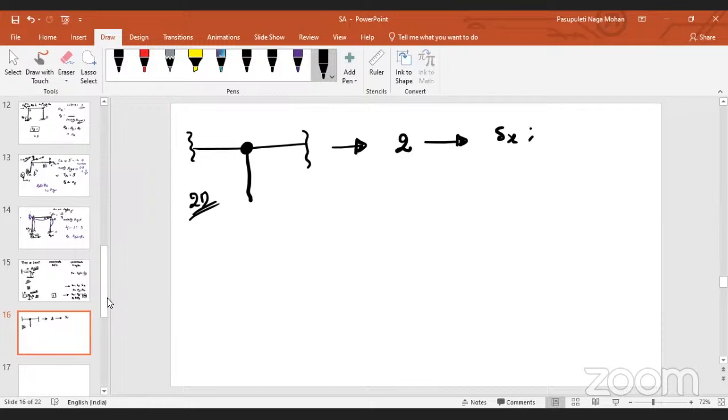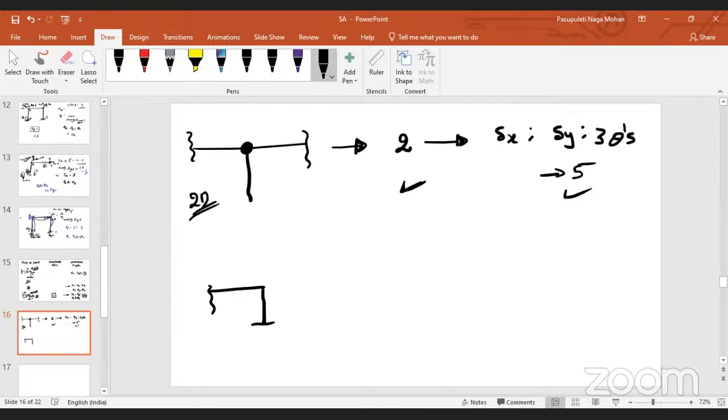Delta x is possible. Delta y is possible. How many rotations are possible there? How many members are connected? 3. As it is a hinge, three different rotations are possible. So total 5. Here I have considered 3 members. There might be 4, 5, or 6. It doesn't matter. You know the logic, isn't it? Is it clear?